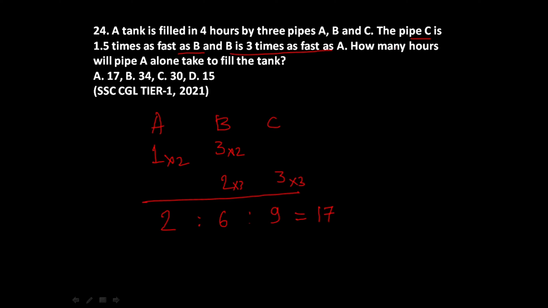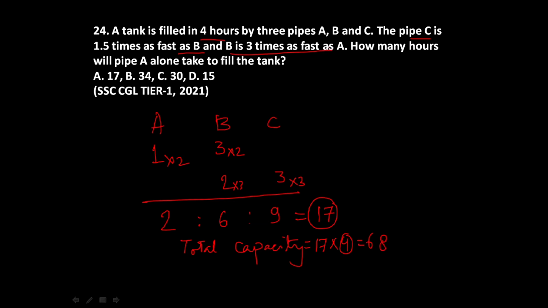Clear? Next is how many hours will pipe B take? Sorry, the question has said that our tank is filled in 4 hours. So what is the total capacity? The total capacity is 17 into 4, right? Because this is the total efficiency and this is the total time. So total work or total capacity will be 68.